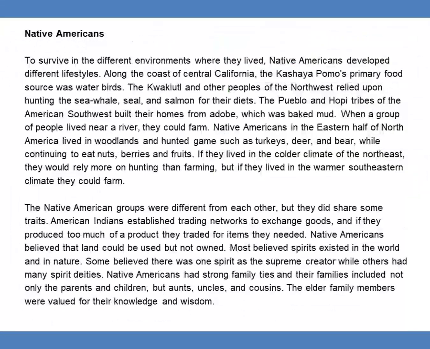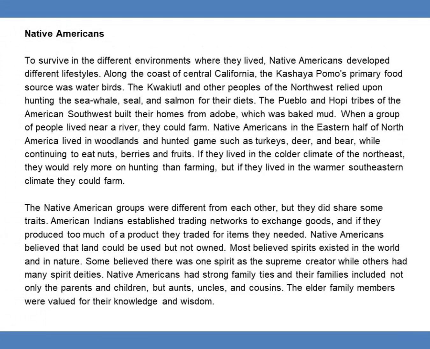Native Americans. To survive in the different environments where they lived, Native Americans developed different lifestyles. Along the coast of central California, the Kashaya Pomo's primary food source was water birds. The Kwakiutl and other peoples of the Northwest relied upon hunting the sea whale, seal, and salmon for their diets. The Pueblo and Hopi tribes of the American Southwest built their homes from adobe, which was baked mud.